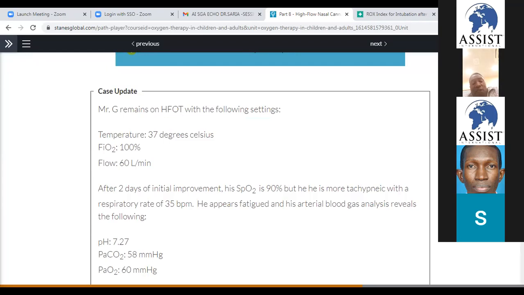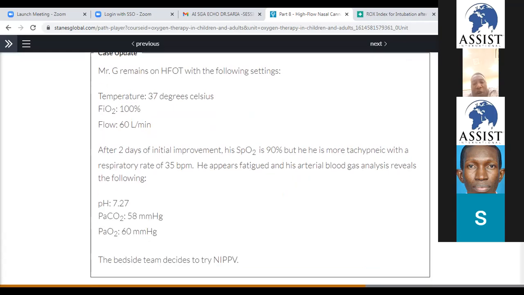That means the patient has become acidotic, and which type of acidosis? It is respiratory acidosis. As you can see, the carbon dioxide is 58. So this is type 2. It's a mixed type of respiratory failure. He has type 1 because the saturation is not improving, and also the partial pressure of oxygen is 60, and he also has type 2 respiratory failure because the patient is retaining carbon dioxide to such an extent that the patient is now becoming acidotic with a pH of 7.27. So the bedside team decided to try non-invasive positive pressure ventilation. Kevin, can you scroll up?